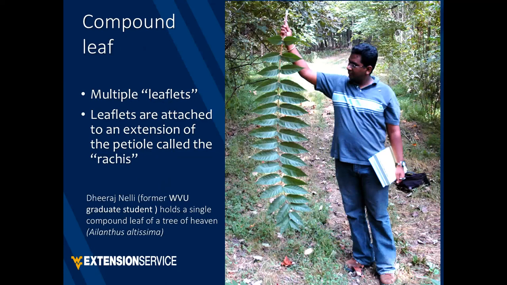This is a compound leaf. It's so long, it almost looks like a branch. A compound leaf is made up of leaflets. The leaflets are attached to a little stalk called the rachis, which is really just an extension of the petiole. So Dheeraj here is actually holding on to the petiole, and the rest of that stalk is the rachis, and attached to those are the leaflets. So a very large, single, compound leaf has many leaflets. This is a tree of heaven leaf, a very large one.